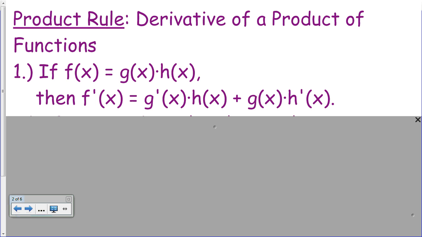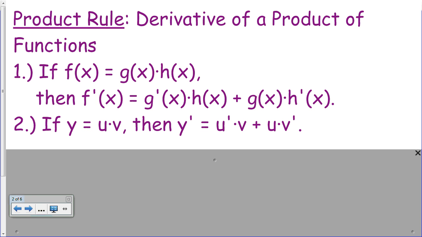The other way that we could write that is in terms of u and v. It's a little bit cleaner, a faster way to remember the rule as well as a faster way to write it down. If y is equal to u times v, where u and v are two functions, then y prime is equal to u prime times v plus u times v prime. So it doesn't matter which one of those two you remember. Obviously, it's important that you remember one of them.